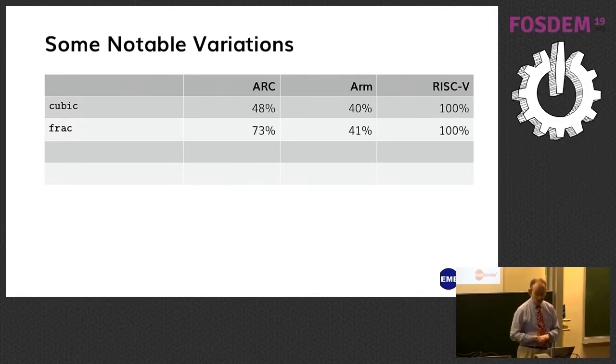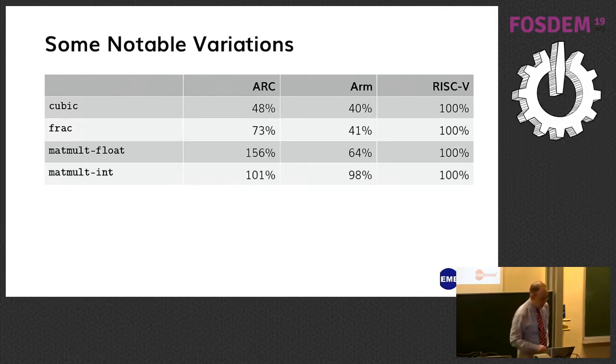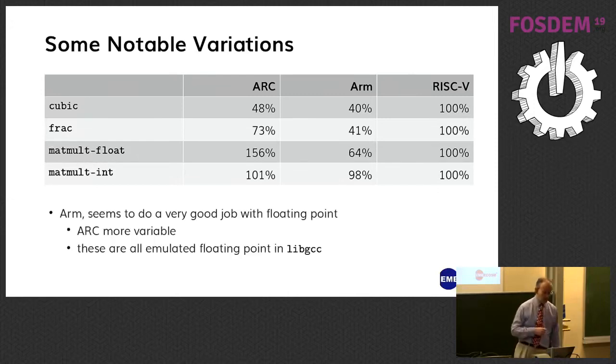And the clue as to what's going on is when we look at these two programs, matmult float and matmult int, which are the same program, matrix multiplication. One is done with floating point numbers and one is done with integers. For the floating point one, ARM does much better than RISC V, whereas for the integer one it's almost the same. That gives a bit of a clue that ARM seems to do a very good job with floating point. ARC's a bit more variable. It's not quite clear what the message is on ARC.